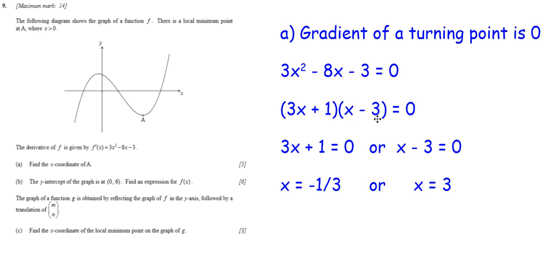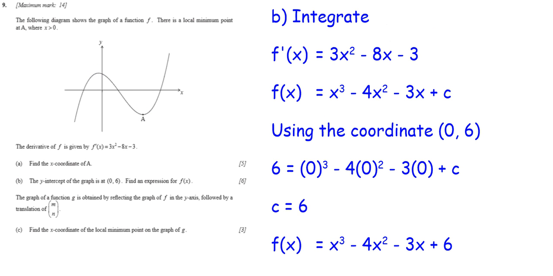So either of the brackets is equal to 0, so either 3x plus 1 is equal to 0 or x minus 3 is equal to 0. So for this one, x is equal to minus a third, or x is equal to 3. So the minus a third will be this point here on B. Let me just show you that. So this is your minus a third here, and then your A is here on your 3. And that's worth 5 marks. You get a mark for saying it's equal to 0, and then the rest of your marks are for finding those points.